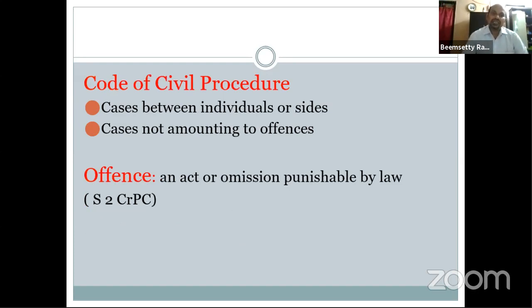And the Code of Civil Procedure deals with cases between individuals or sides, and cases not amounting to offences. That is why it comes under the Code of Civil Procedure.